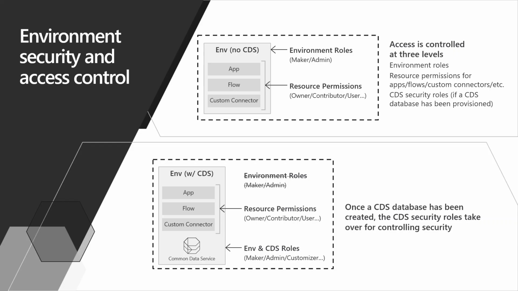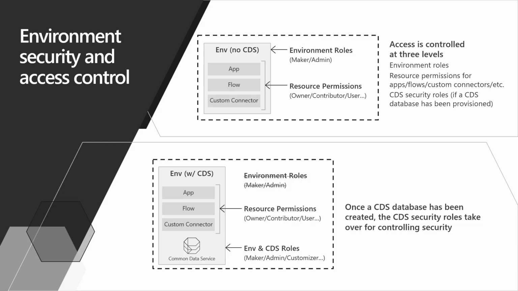So in terms of access control, there's 3 levels of access control, and it depends on whether it has a Dataverse or not a Dataverse. Most environments will have a Dataverse. An environment without a Dataverse has 3 levels. You have environment roles, which is environment maker, environment admin role, and then you have resource permissions on the apps, the flows, and the connectors themselves. So that's without a CDS, you've got those permissions.